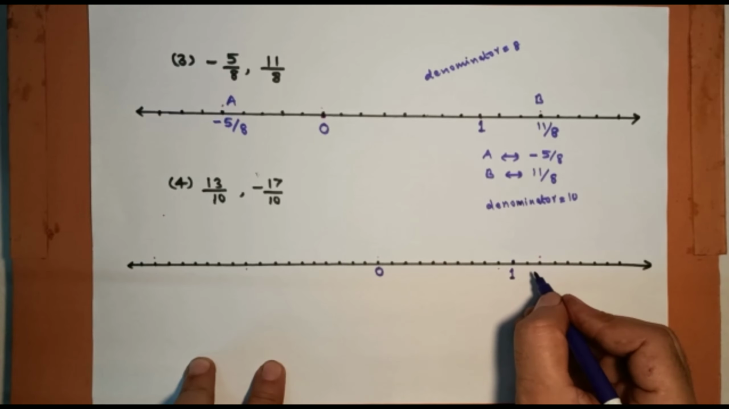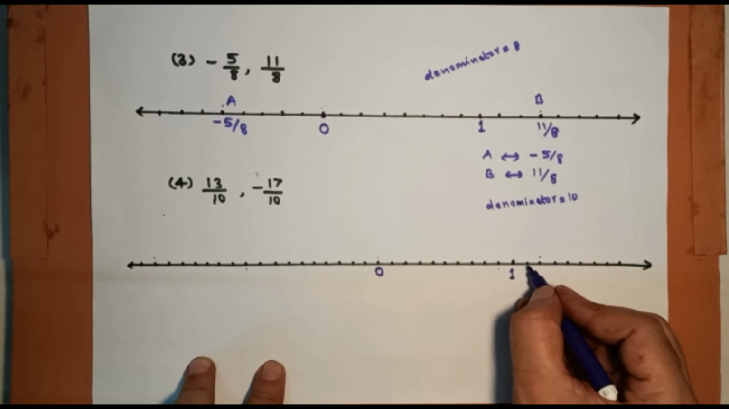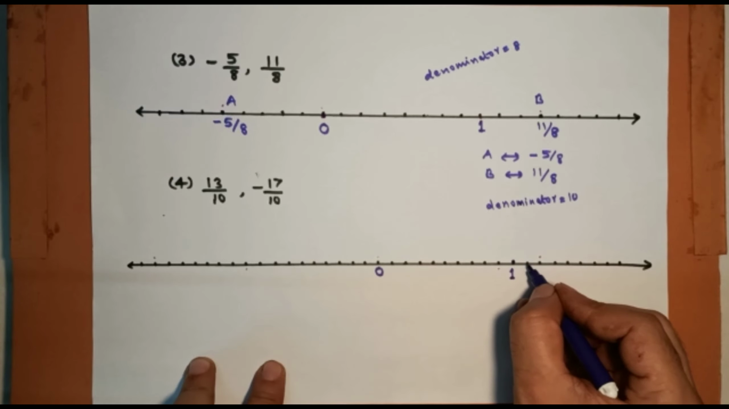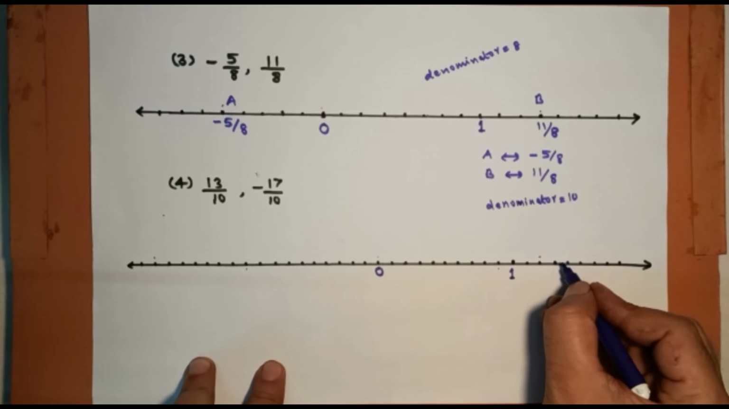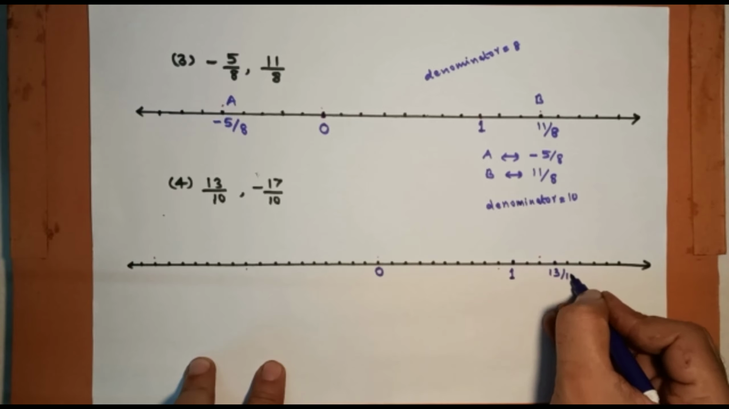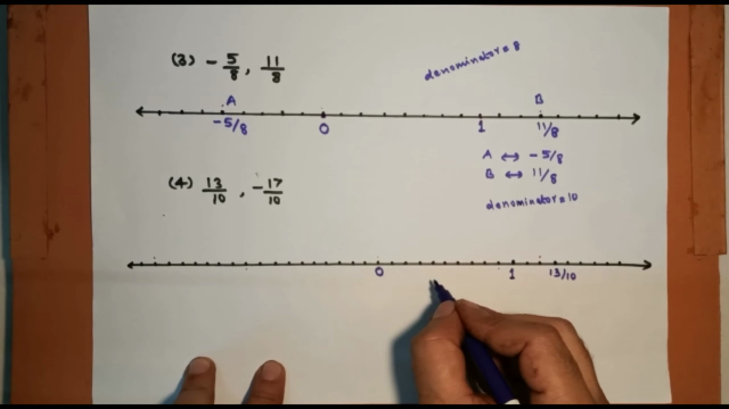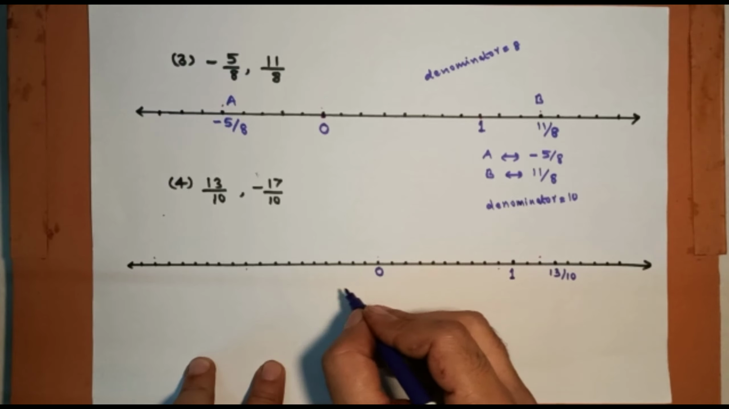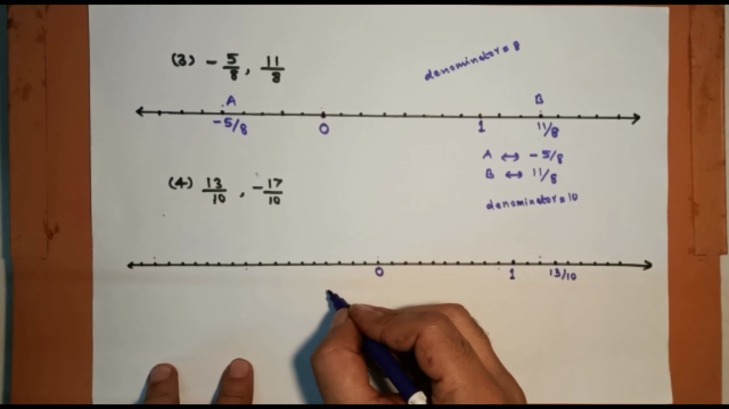Okay. Now the 10th point is 1, which means 10 upon 10. You wanted 13 upon 10. So this is 11 upon 10, 12 upon 10, and this point will be 13 upon 10. That means the 13th point to the right side of point 0 will be 13 upon 10, whereas the 17th point to the left side of point 0 will be minus 17 upon 10.